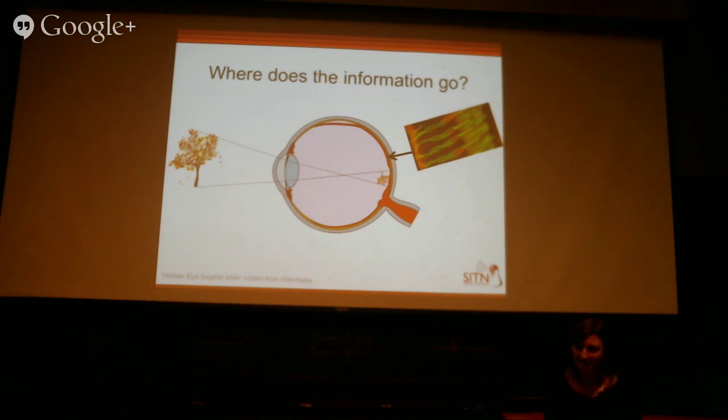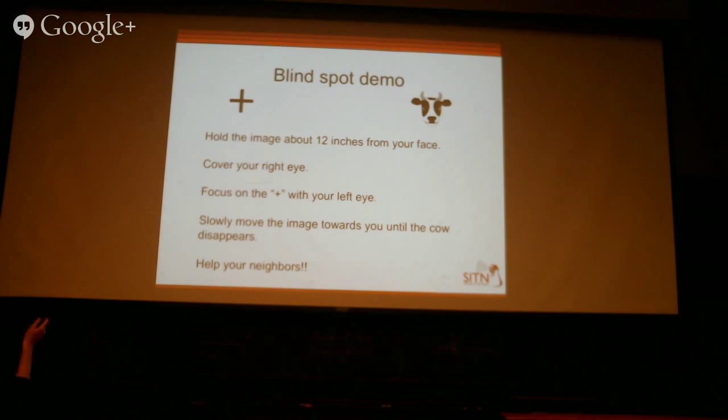But that doesn't make any sense, right? We're looking around this room right now. I don't see a spot in my vision that I'm blind in. Even if I close one eye, I can see all of you. I can see everything. There's no blind spot. That doesn't make any sense. Well, I'm going to show you that's a bad assumption. So, everyone has this on their handout.